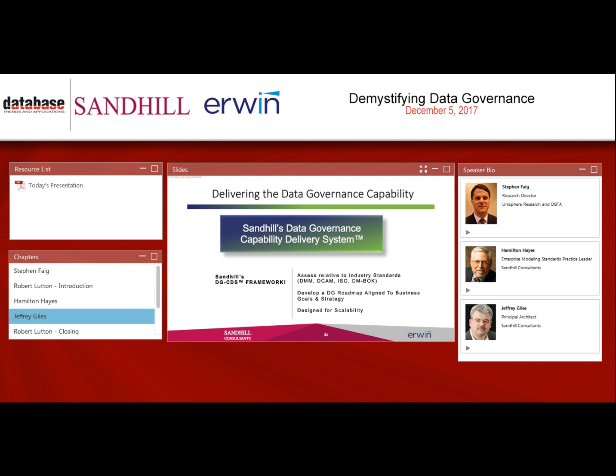So, delivering the data governance capability. This is the Sandhills Framework, the DGCVS, based on best practices from industry professionals. This allows you to develop your governance program, build out a roadmap so you have an idea where you're at and where you want to be, let's say, 5 years down the road or next year. So you can lay that all out. And if you have a framework, obviously it's easier to communicate that to other people so that they can understand what you're trying to achieve.